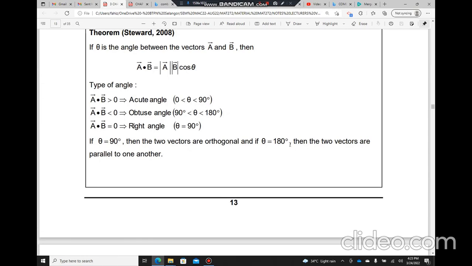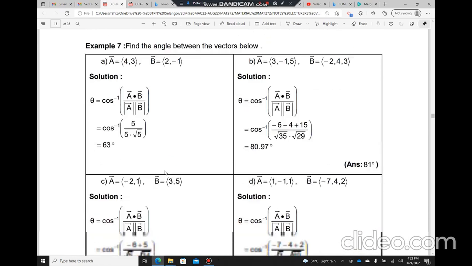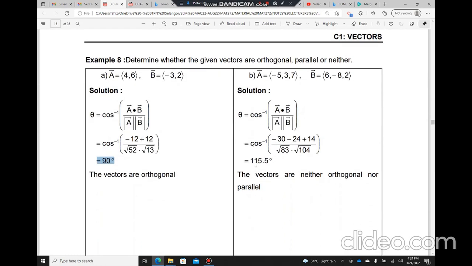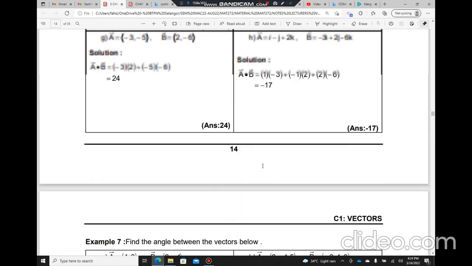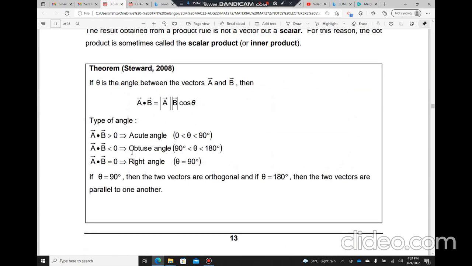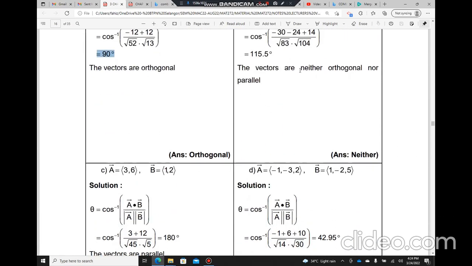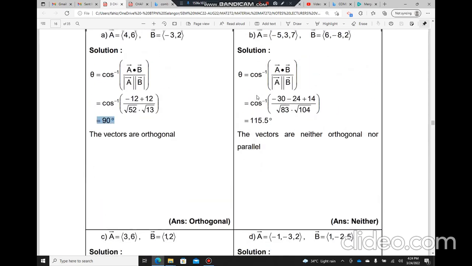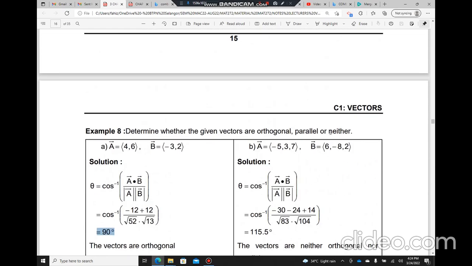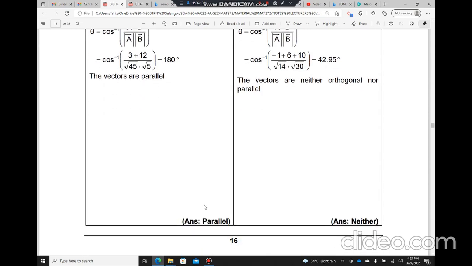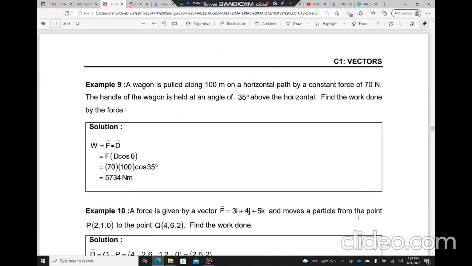Kalau 180, parallel. Kalau yang B kita dapat 115.5, it means that between 90 and 180, obtuse angle. So kat sini kita boleh kata the vectors are neither orthogonal nor parallel. Maknanya dia bukan orthogonal, dia bukan parallel. So kita guna neither sebab dia adalah obtuse angle. So yang ni you all boleh check jawapan. Kat sini parallel, kat sini neither.